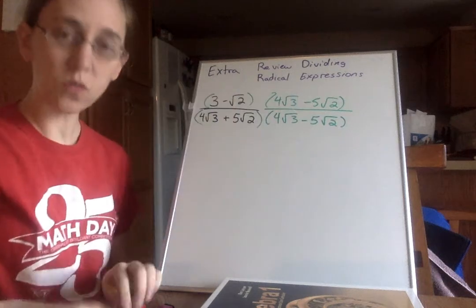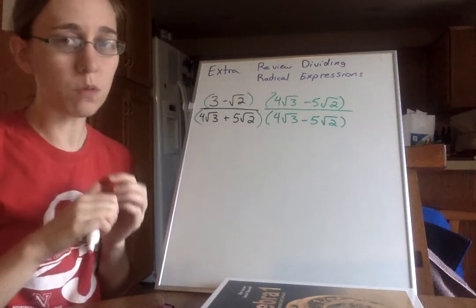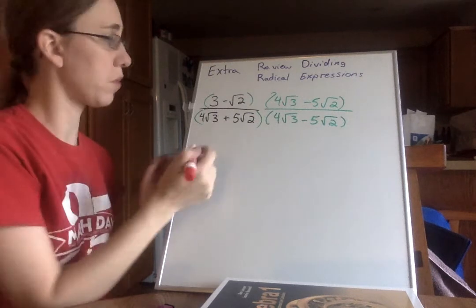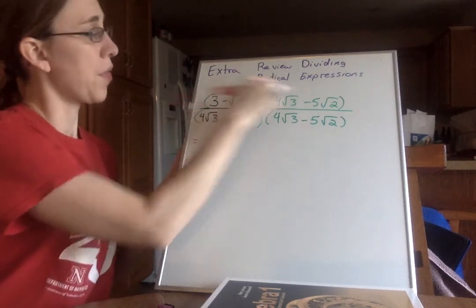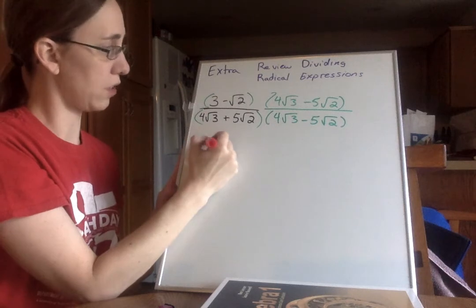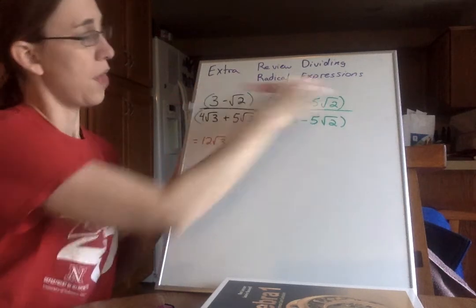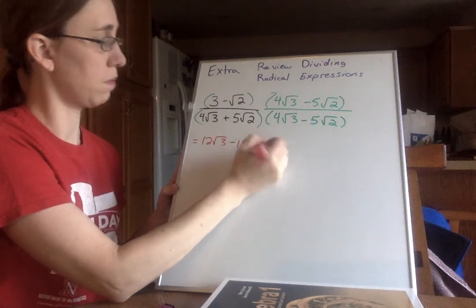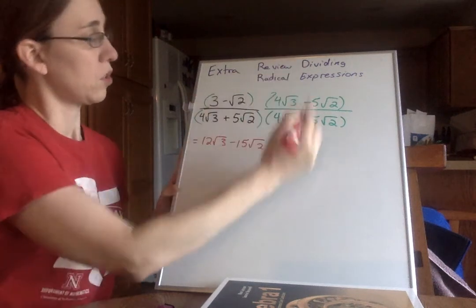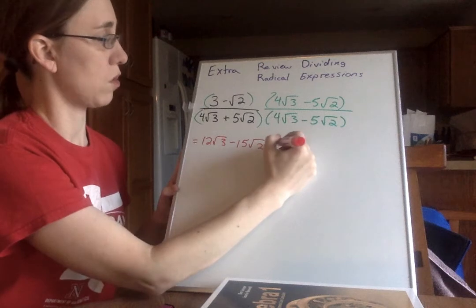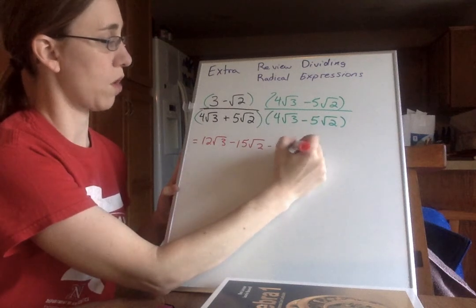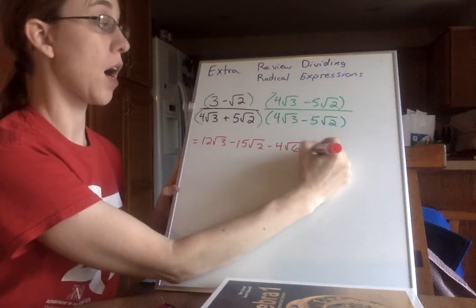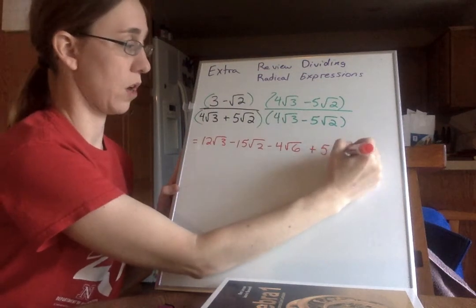Now we're going to have to FOIL on both the top and the bottom, which means we're going to get 4 terms on top, 4 terms on bottom. Hopefully some of them will simplify. 3 times 4 square root 3 is 12 square root 3. 3 times negative 5 square root 2 is negative 15 square root 2. Negative square root 2 times 4 square root 3 is negative 4 square root 6. And then last will give us a positive 5 square root 4.